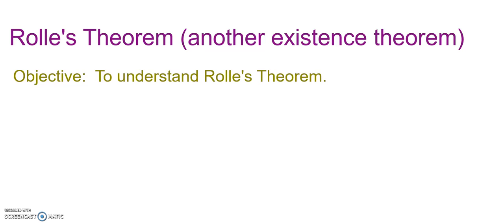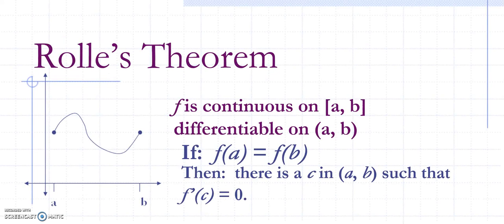So we're just going to look at, well, what are those scenarios and what do we know has to exist then? So Rolle's theorem says if f is continuous on the closed interval [a, b], and differentiable on the open interval (a, b), then if f(a) equals f(b), then there is some value c in (a, b) such that f'(c) equals 0. Okay, well, what does that mean?